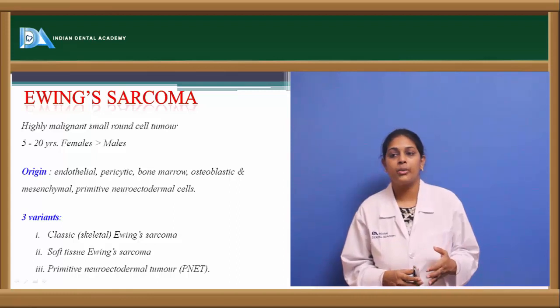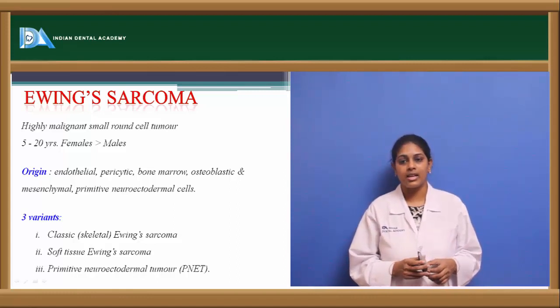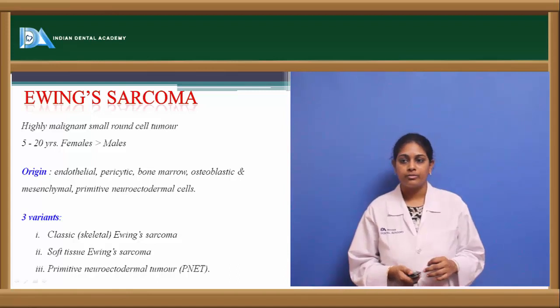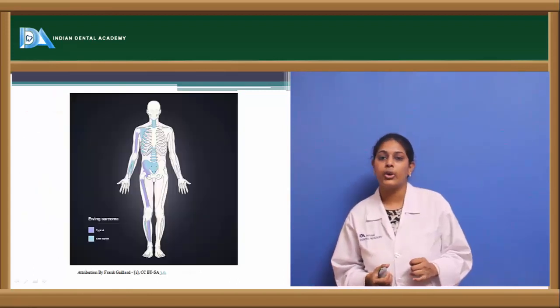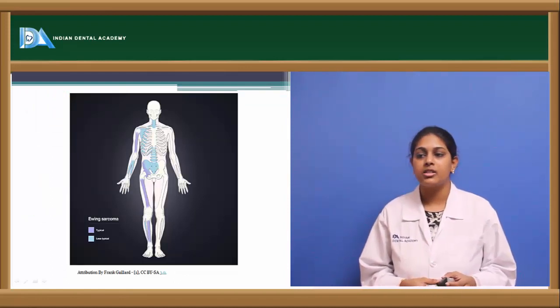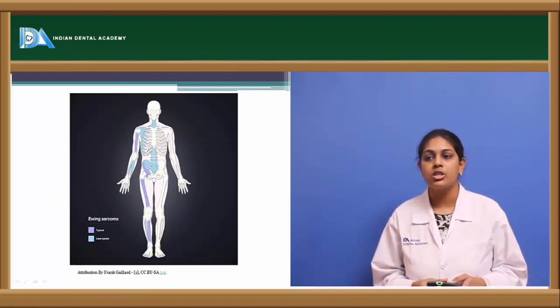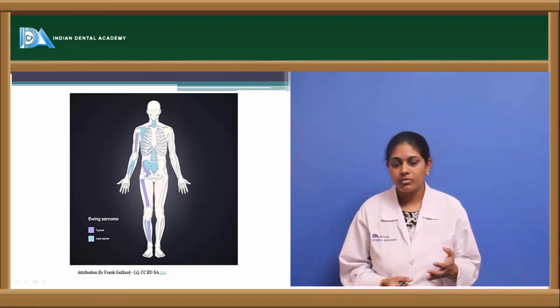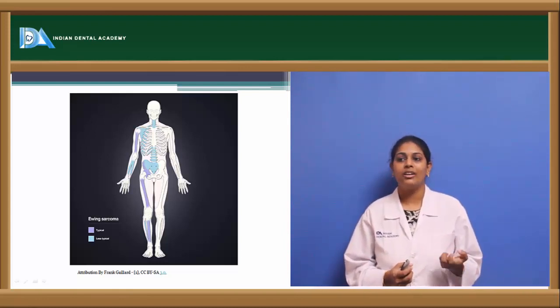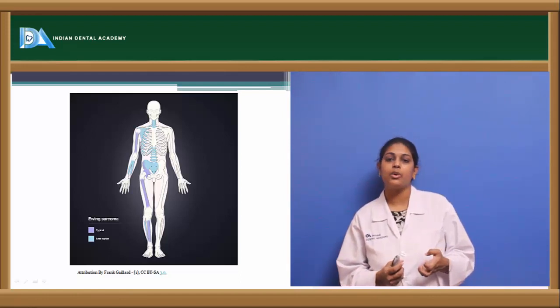There are usually three variants of Ewing sarcoma: the classical, otherwise known as skeletal Ewing sarcoma, the soft tissue Ewing sarcoma, and the primitive neuroectodermal type of tumor. There is a picture showing the distribution of Ewing sarcoma, where we see that it involves the long bones, or the bones of the leg or the hands, even the neck part, the ribs as well as the vertebrae.